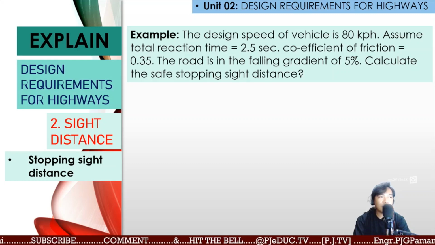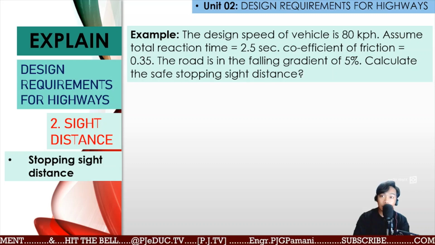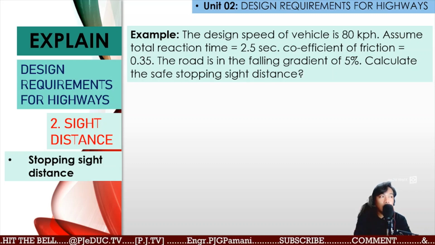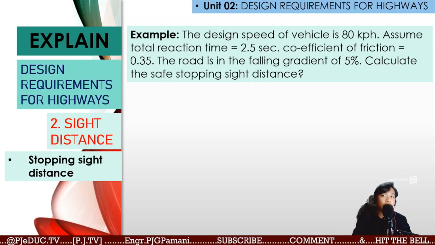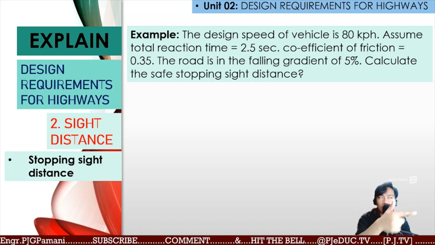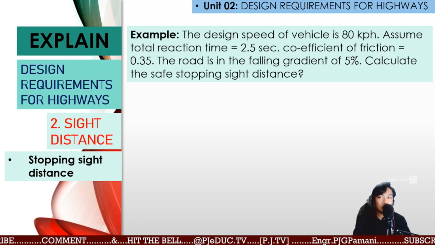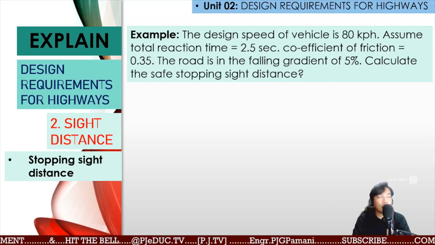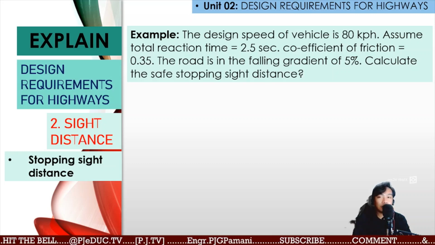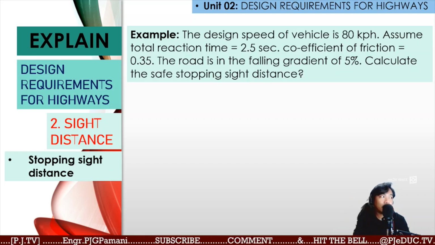The coefficient of friction is at 0.35, between 0.30 and 0.40. So our standard friction is still within range. If not, we then have to consider either 0.30 or 0.40. If it's 0.42, we reduce it to 0.40 based on the standard specification of the AASHTO requirements. Then the road is on a falling gradient. So the road goes downhill at 5%, so negative 0.05. Calculate the safe stopping sight distance.